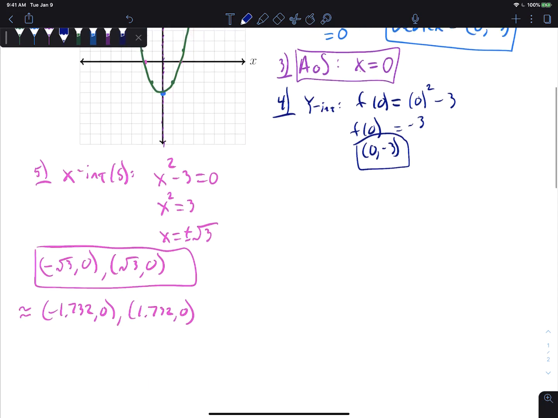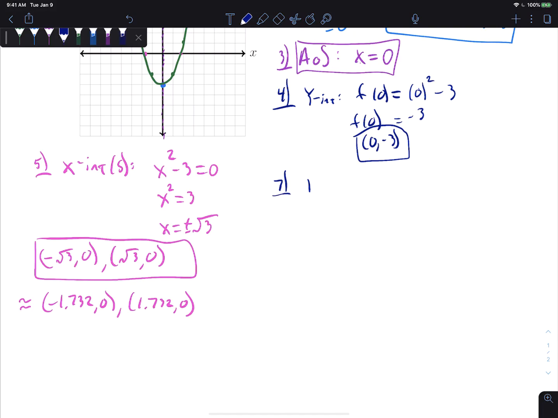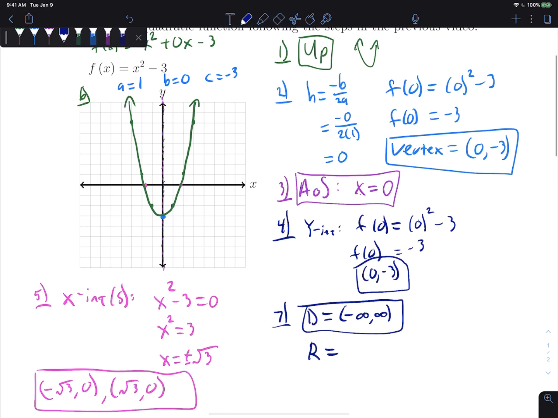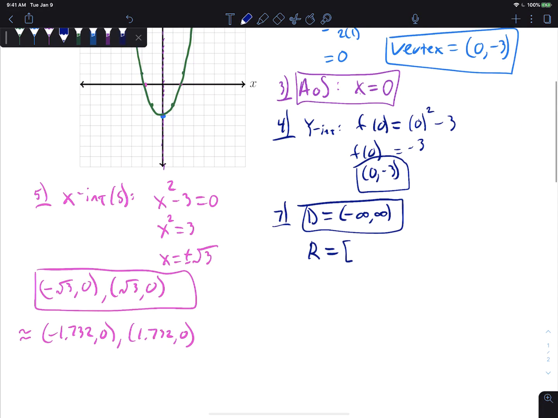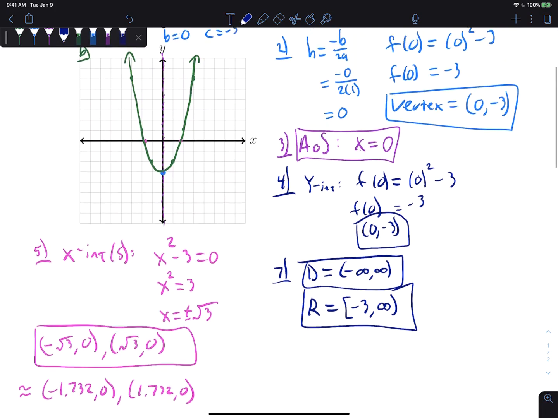Now for the last one, step 7. We want the domain and the range. Domain always negative infinity to infinity. In this case, the range, the lowest value is going to be right here, which is negative 3, going up to infinity. And I believe that's it.